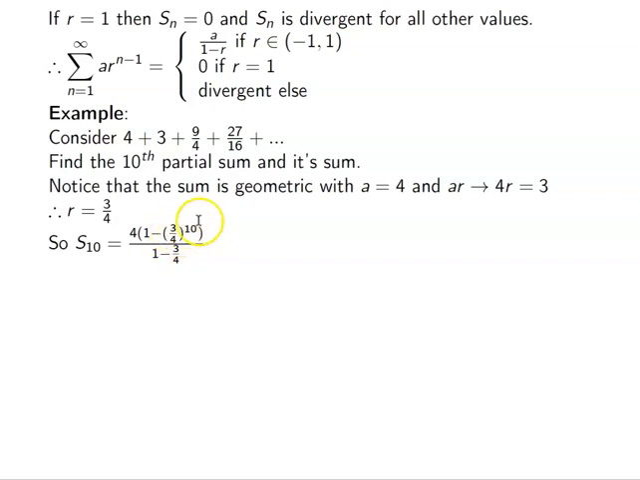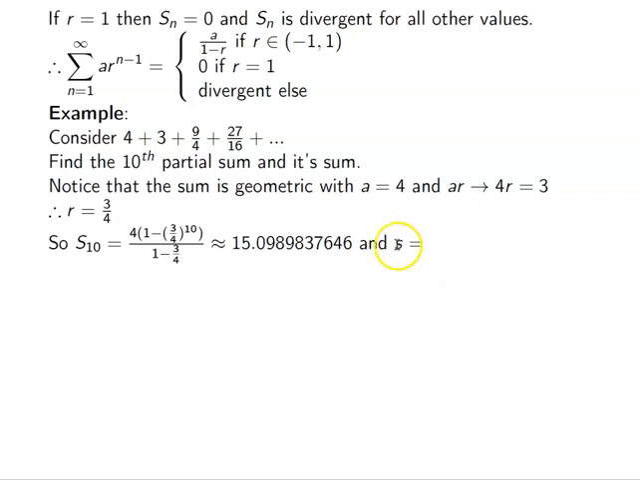I have no idea what 3 to the 10th or 4 to the 10th is, so I can either do the math around this or I can plug this into my calculator. Calculator is probably the easiest way to go. So my 10th partial sum is 15 point and a bunch of stuff. So that's 10 decimal places of accuracy, okay?